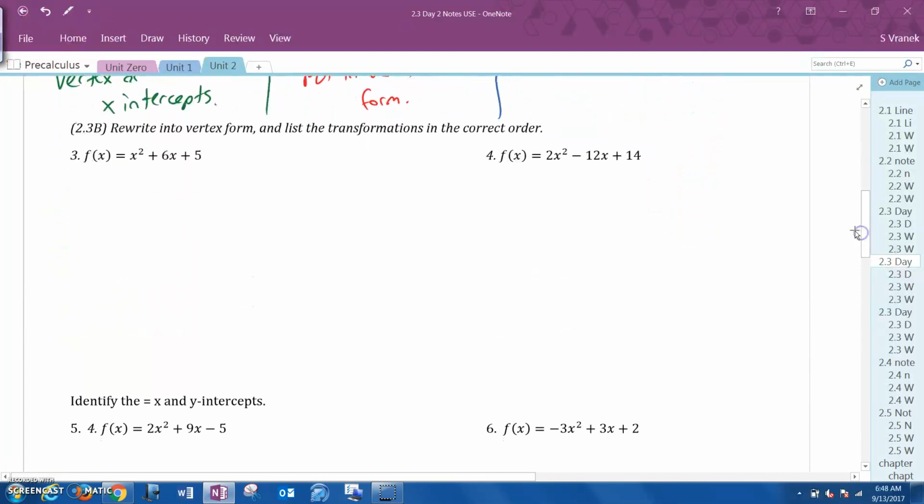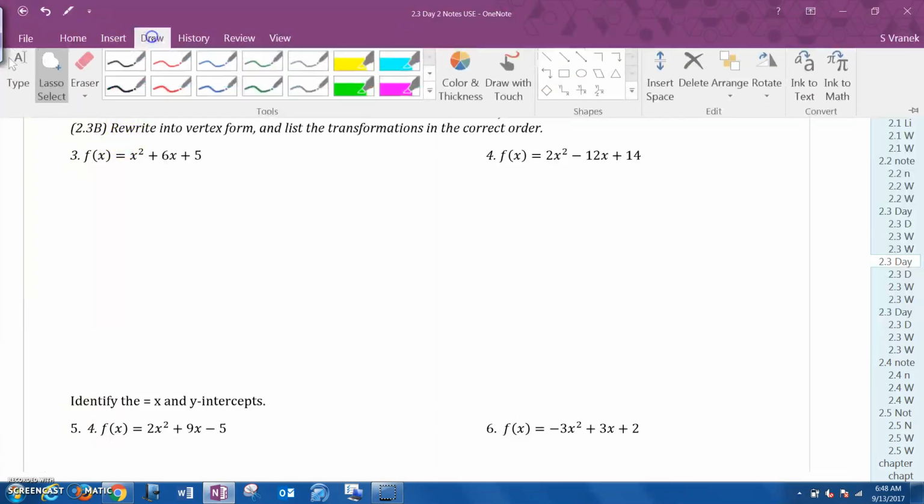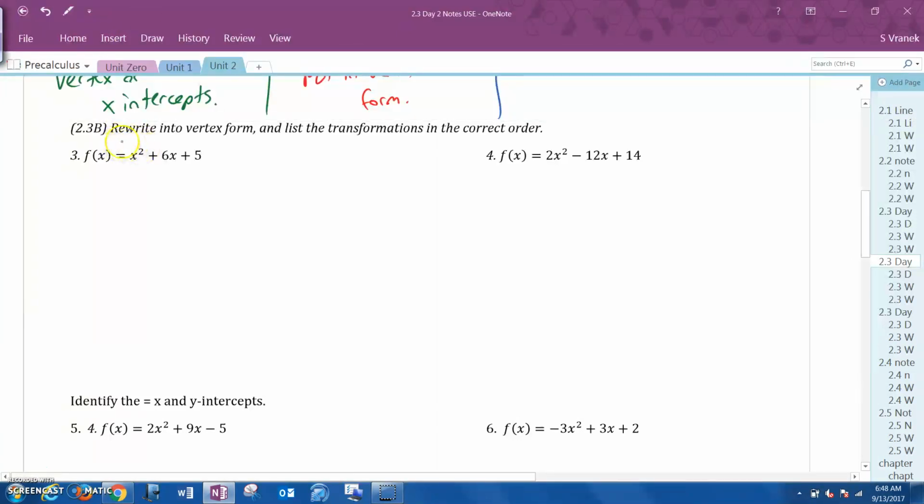It says rewrite into vertex form and list the transformations in the correct order. So the first thing we need to do is find the vertex. To do that, we need to figure out what our a value, our b value, and our c value are. So a is 1, b is 6, c is 5. The next thing we need to do is find the vertex. So the x coordinate of the vertex is the opposite of b over 2 times a. So that would be negative 6 over 2, which is negative 3.